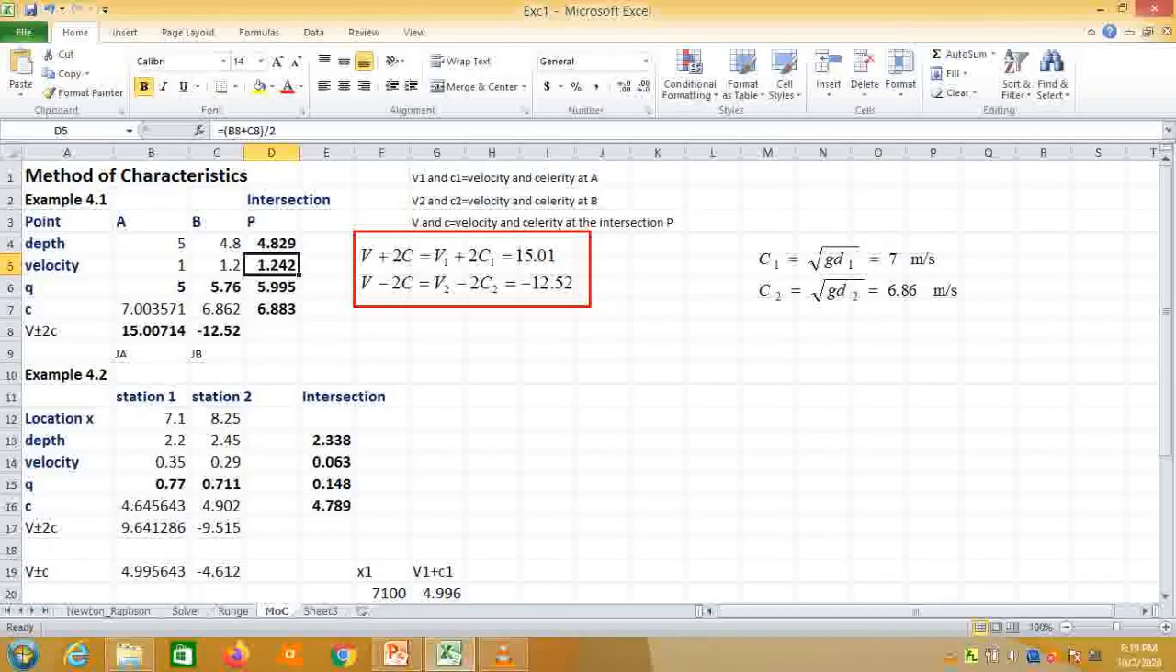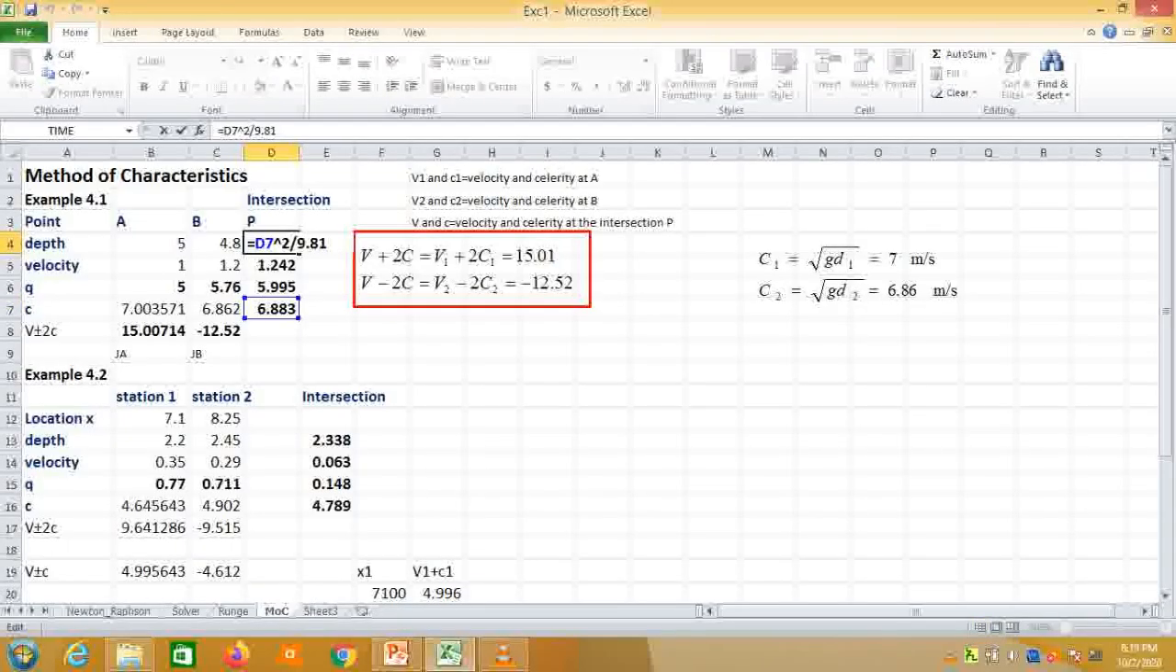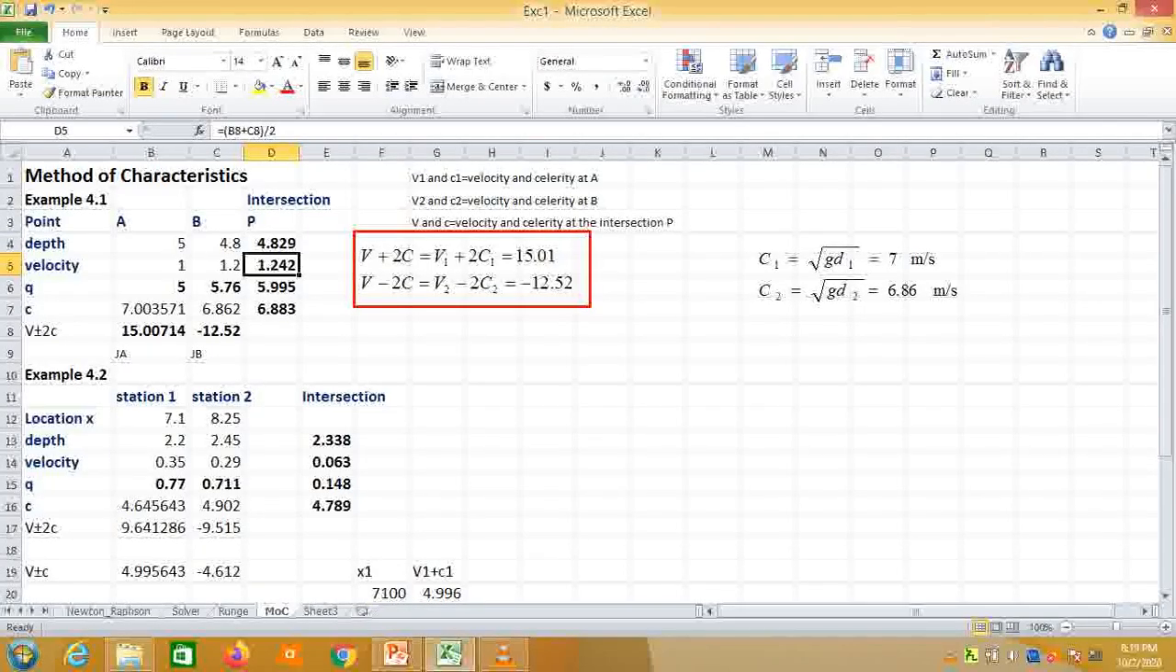Once you find the celerity, and celerity is equal to the radical of G times the depth, so C squared over G shall give you the depth. So the depth of flow at the intersection shall be the celerity squared over G. So that's 4.829. So we have essentially obtained the flow velocity and the depth at the intersection.